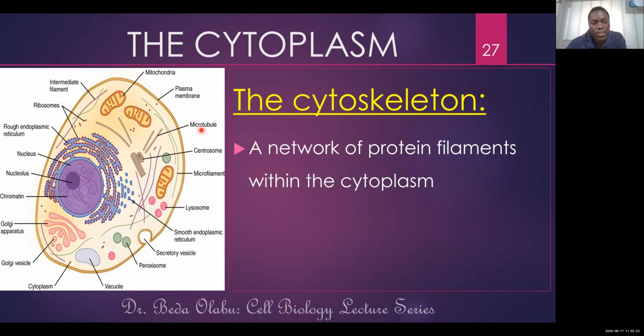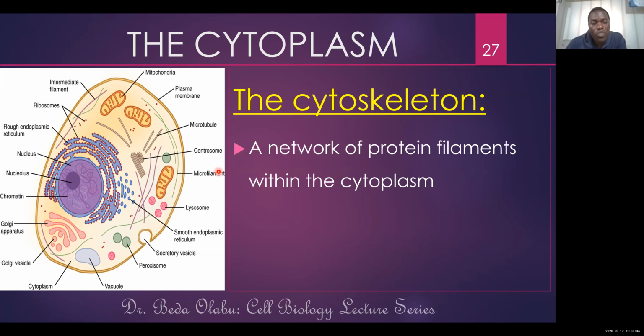Right, those are microtubules. The second type of cytoskeleton is what we call microfilaments. These are the smallest of the cytoskeleton. Microfilaments are also called actin filaments. Actin filaments are important in muscle contraction. Usually, you have actin and myosin. So actin works together with myosin to help in muscle contraction.